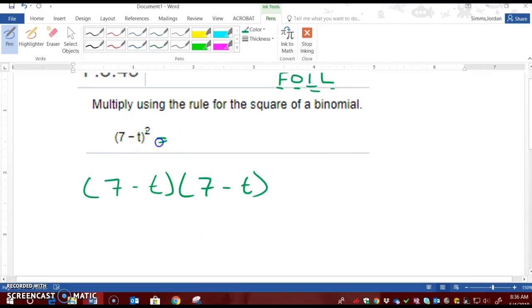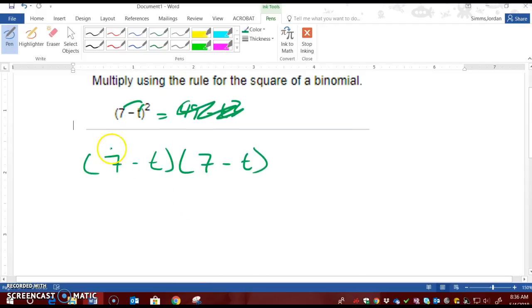Now a lot of people want to see this and go, oh well that's like 49 minus t squared, right? We square the 7, square the t. No, doesn't work out that way because we have two terms here that we're multiplying. So let's do the first terms first. This is going to be 7 times 7, and there's our 49 right there.